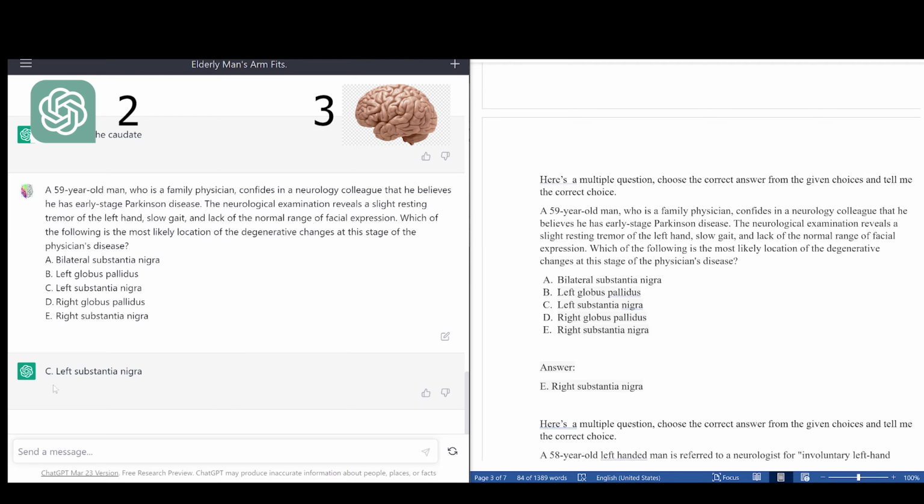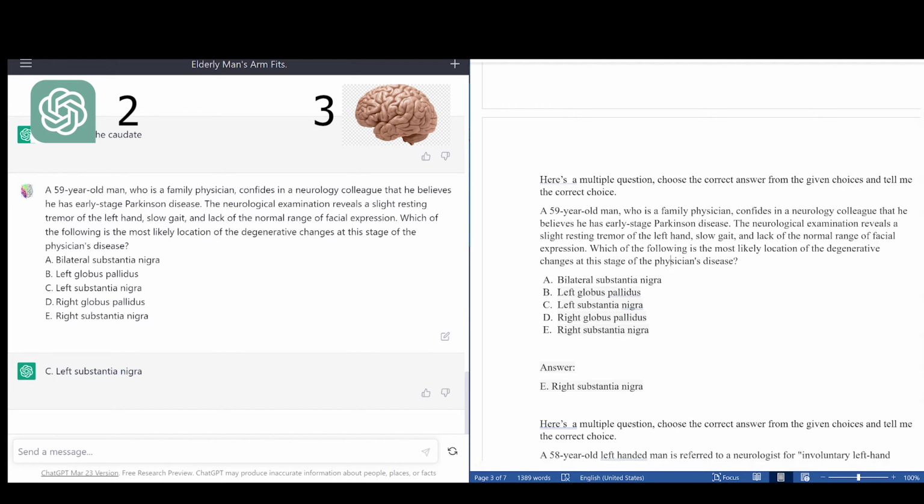So it says left substantia nigra. I believe that's wrong. Let's check. Yeah, okay, that's wrong. The answer is right substantia nigra. As I said, according to the examinations, they were tracking the movement of the body, and in the brain, the movement of the right side is on the left side of the brain, and movement of the left side is on the right side of the brain.